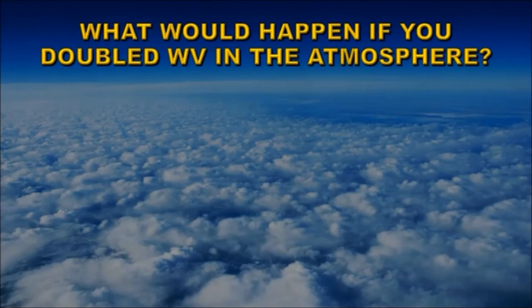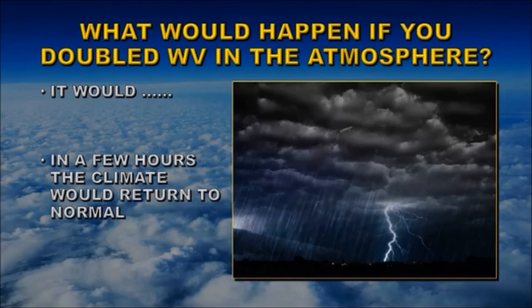Okay, what would happen if you doubled water vapor in the atmosphere? It would rain. And in a few hours the climate would just return to normal. So this is the difference between carbon dioxide and water vapor. Water vapor, because its lifetime in the atmosphere is so short, cannot have any major effect on the atmosphere. It merely acts as an amplifier to whatever happens with the other sources of forcing in the climate atmosphere.